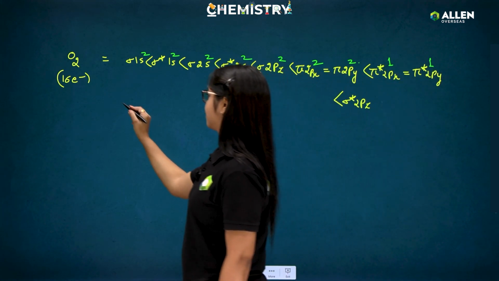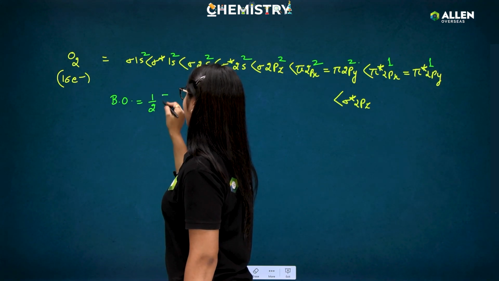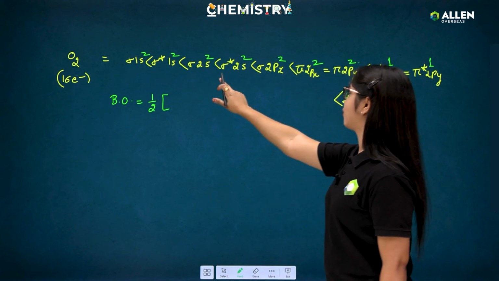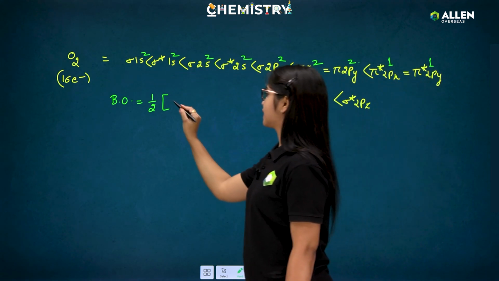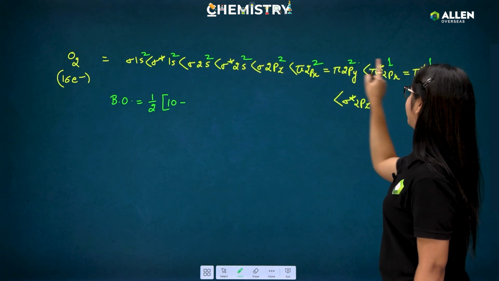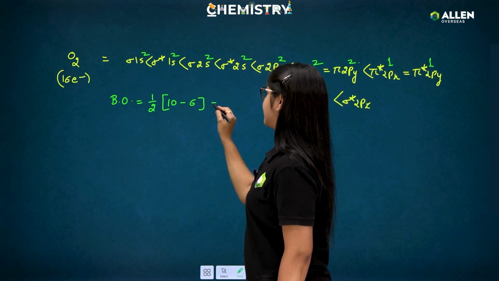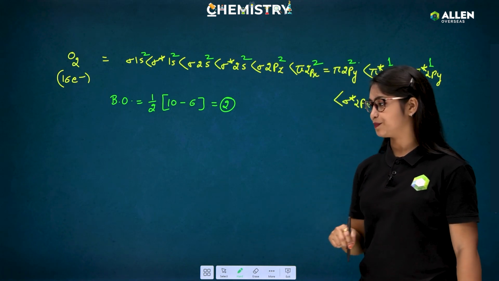Now let's find the bond order. Bond order equals 1/2 times the number of bonding electrons minus anti-bonding electrons. Let's count the bonding electrons: 2 plus 2, 4, and 6, 10. So 10 minus anti-bonding: 2 plus 2, 4, and 2, 6. So this is 4/2, that is 2. So the bond order for the O2 molecule is 2, right?